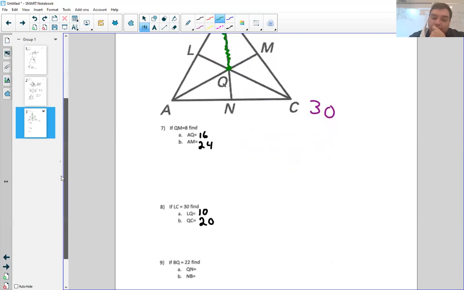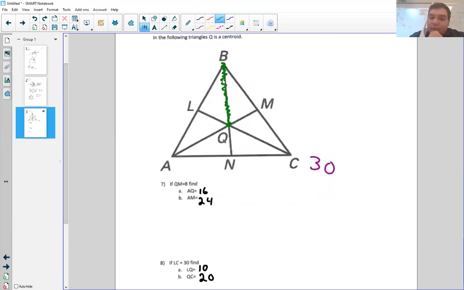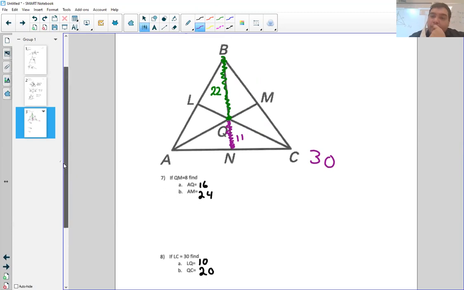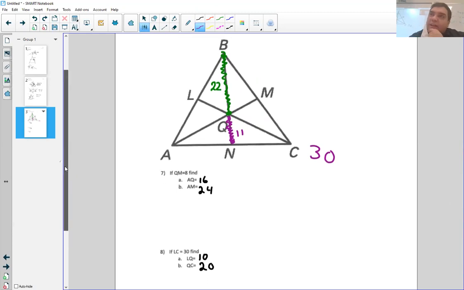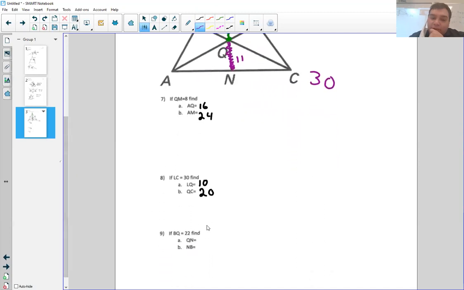So BQ in this case, the longer side, is 22, which means the shorter side has to be half the size. So what's QN? QN should be 11. And then the whole line together, BN, should be 22 plus 11, 33. So QN's 11 and NB is 33.